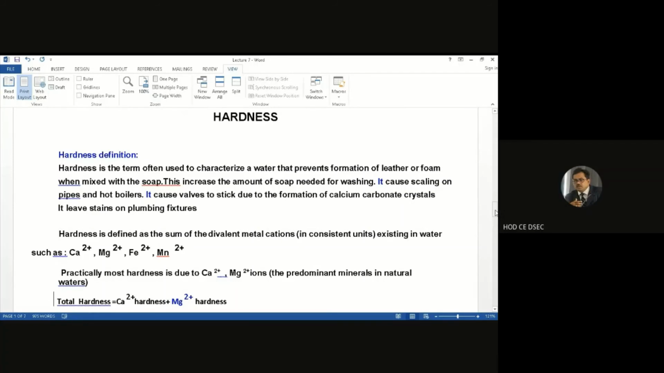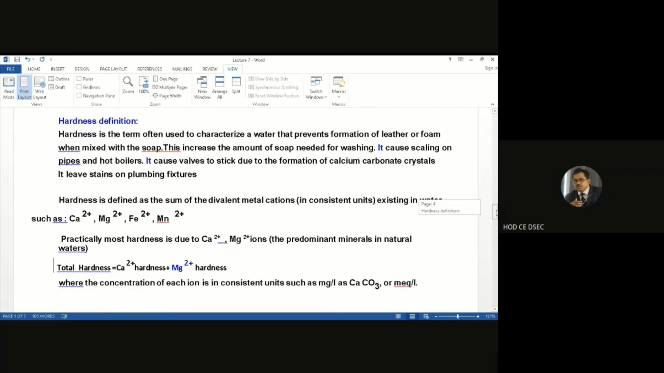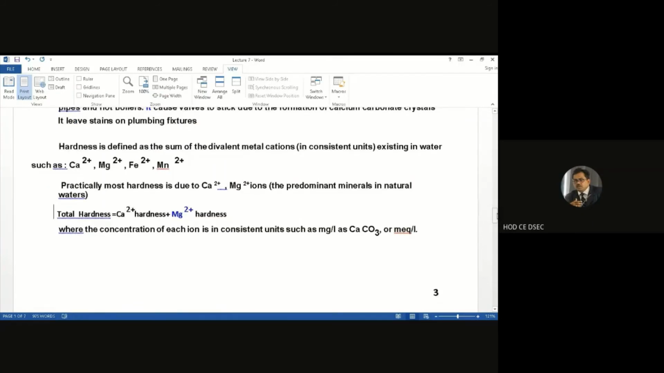Practically, most hardness is due to calcium and magnesium ions, the predominant minerals in natural water. So what do we mean by total hardness? The total hardness is calcium ion hardness plus magnesium ion hardness. Others can be neglected for computation purposes and practical experience, where the concentration of each ion is in consistent units such as milligram per liter as CaCO3. Yes, hardness is expressed as CaCO3.